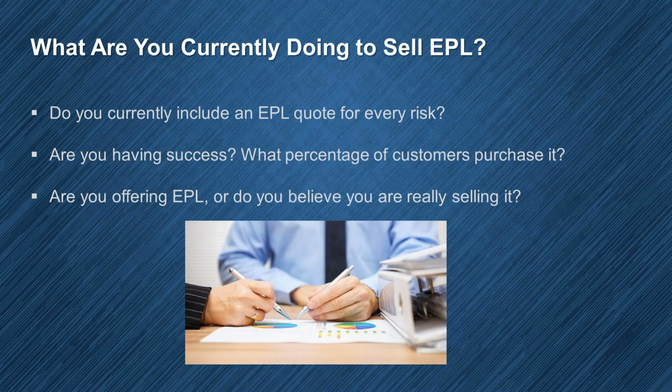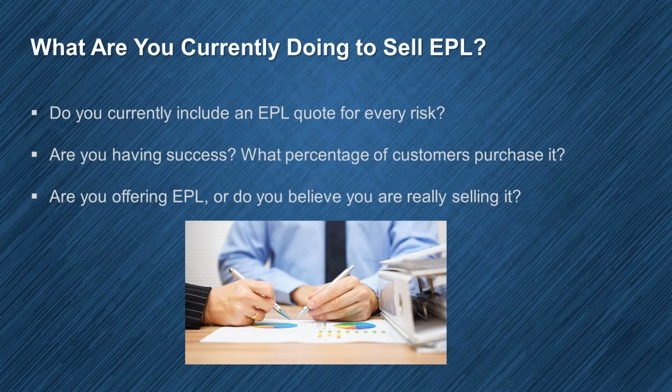So what are you currently doing to sell EPL? Because it is different from selling general liability and property. Clients don't always see their exposure, and it's not going to be required by contracts or loans. So are you currently including an EPL quote for every risk when providing other lines of coverage? Are you having success? What percentage of customers are actually purchasing it? In the U.S., only 1 out of 5 employers actually carry this insurance. So there's a huge portion of the market that's not purchasing. And we've already established that they very well should be.